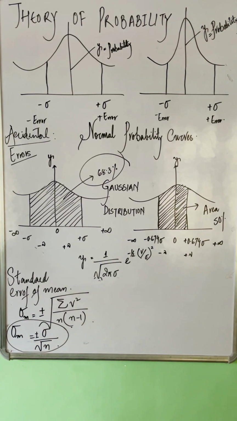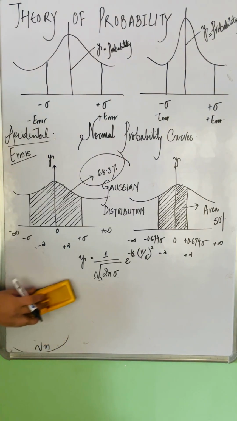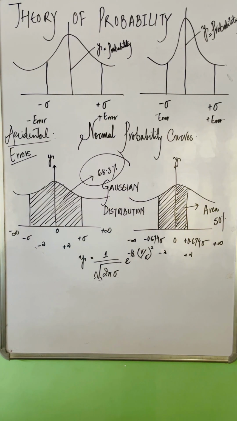The standard error indicates the limits of error bound within which the true value of the mean lies, and there is a 68.3% certainty of it being correct. I'll illustrate it once again: the standard error indicates the limits of the error bound within which the true value of the mean lies, with 68.3% certainty that it will be correct. This was our third index of precision. The fourth one is the standard error of a single observation.